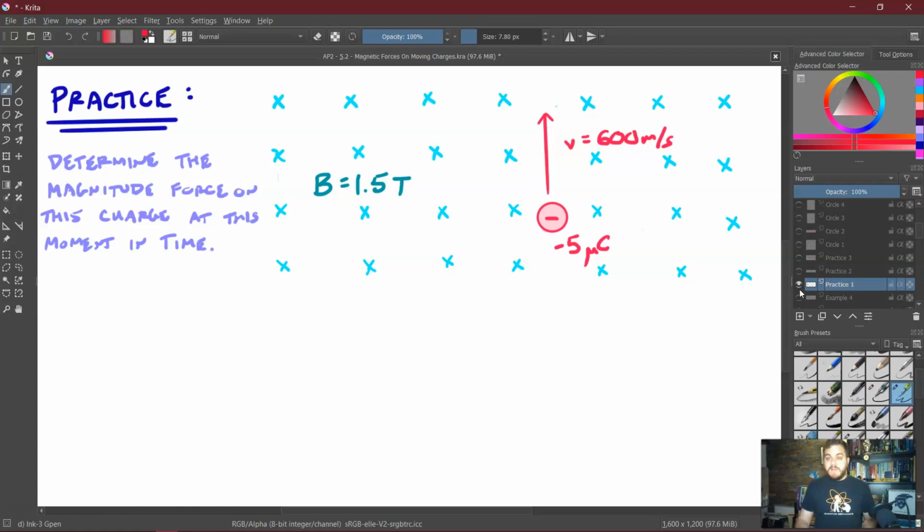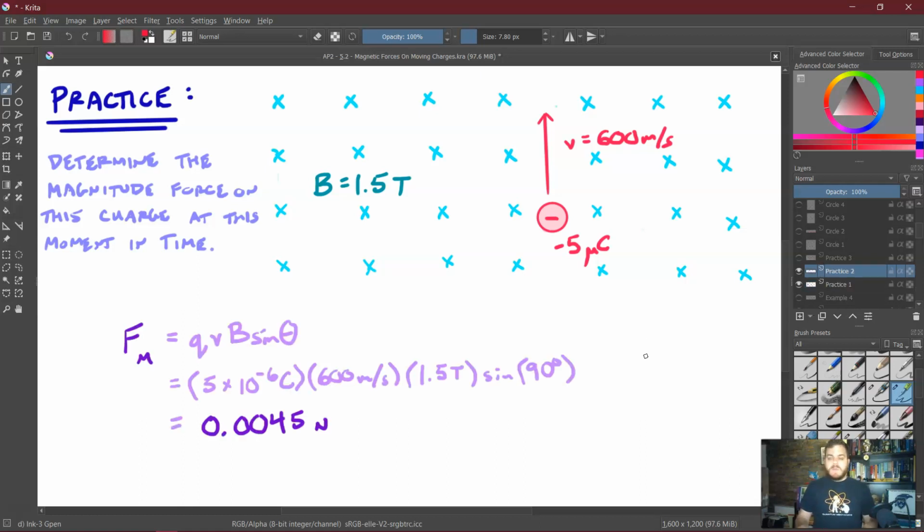Hopefully you gave it a shot. So let's first off figure out the magnitude. We're just going to use QVB sine theta. And this one is easy. So the Q is 5 times 10 to the minus 6 coulombs. Remember, it is the magnitude of the charge, so we don't need to have the negative sign. We just use 5 times 10 to the minus 6. We put in the velocity, we put in the magnetic field. Once again, it's directed at 90 degrees because the charge is moving up. The field is into the screen, so those are 90 degrees relative to each other. And we get a magnetic force of 0.0045 newtons.